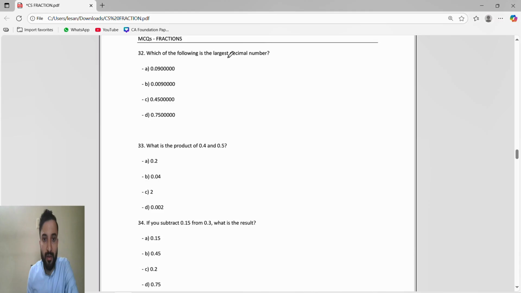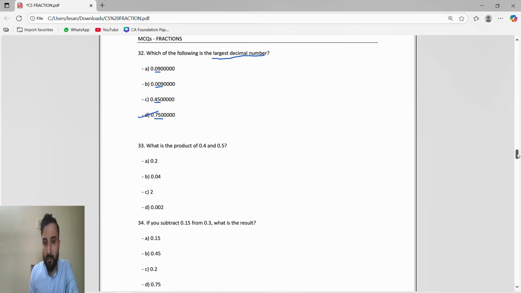Which of the following is the largest decimal number? Largest decimal number, guys. See, all start with 0. So what is this? 0.09, 0.009, 0.45, 0.75. Obviously 0.75 is the largest.